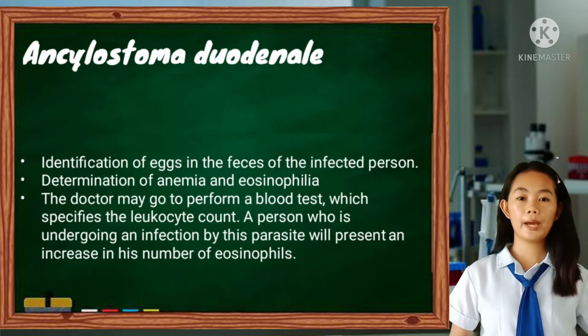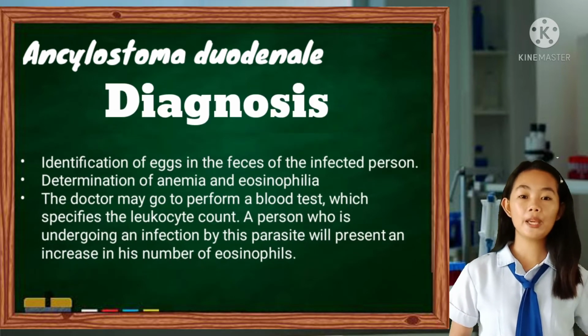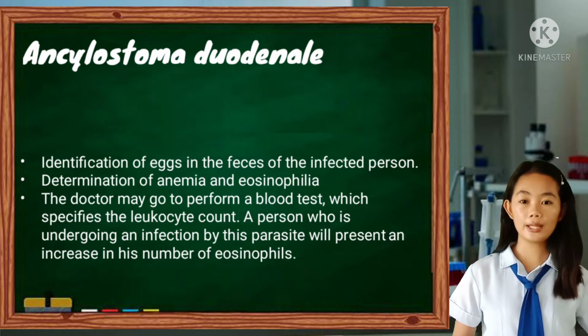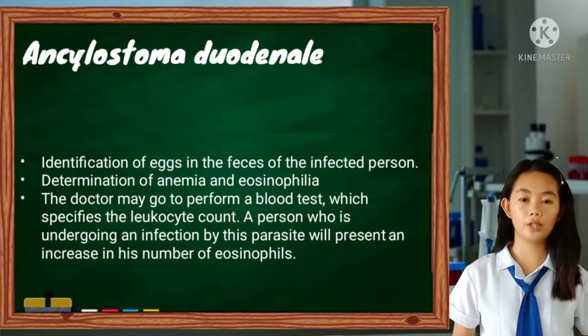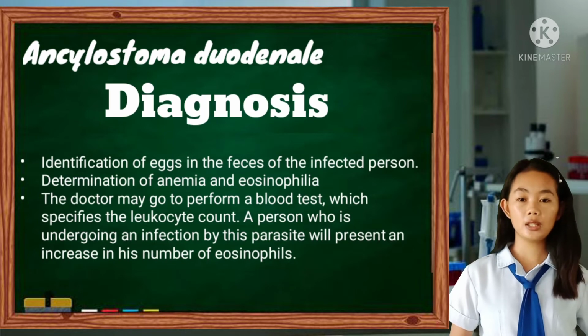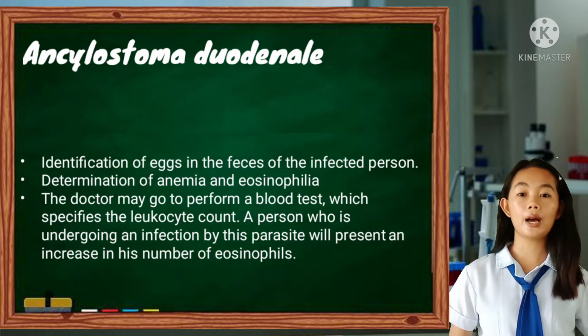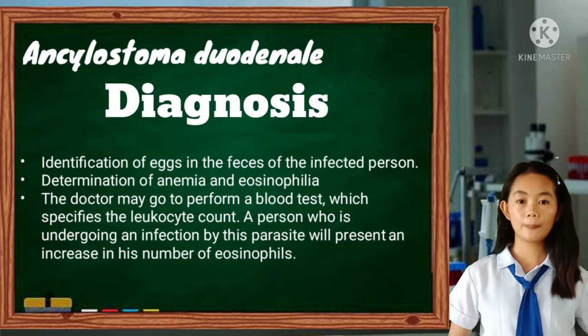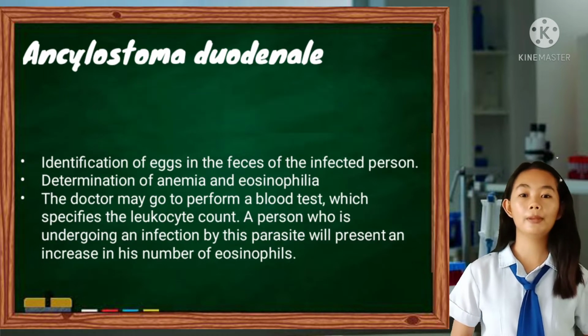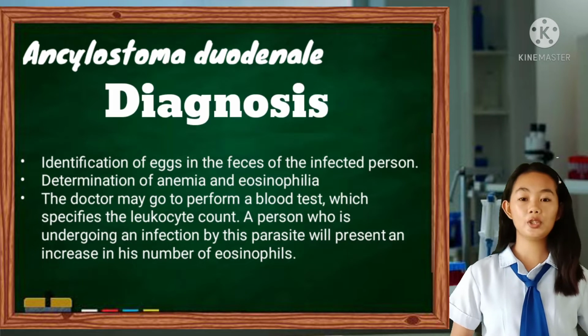Diagnosis of infection by Ancylostoma duodenale is based mainly on the identification of eggs in the feces of the infected person. However, complementary studies such as the determination of anemia and eosinophilia can also help to make a definitive diagnosis. The doctor may also perform a blood test which specifies the leukocyte count.